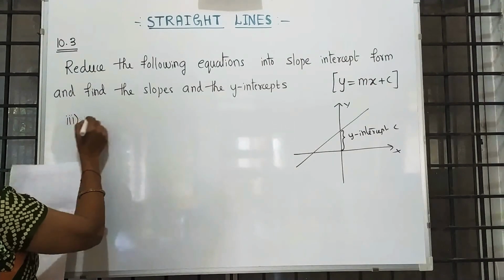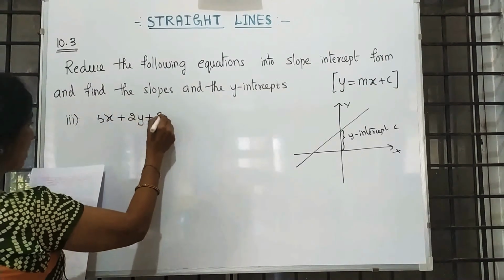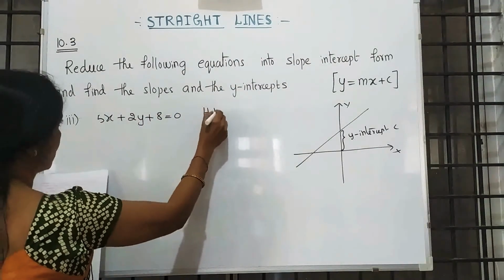Third one, 5x plus 2y plus 8 is equal to 0. This is the homework question.